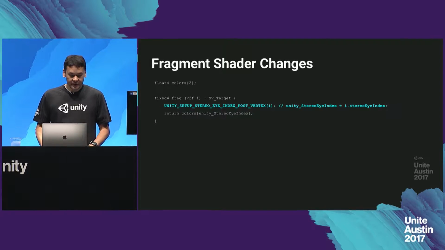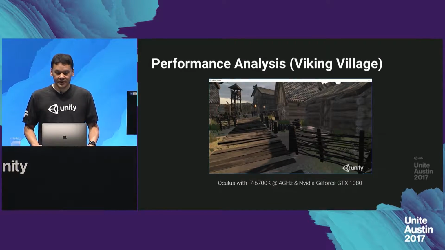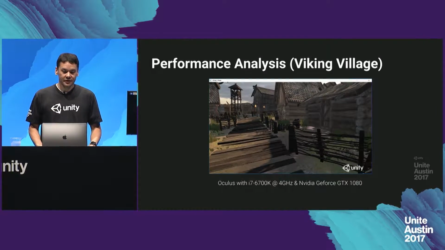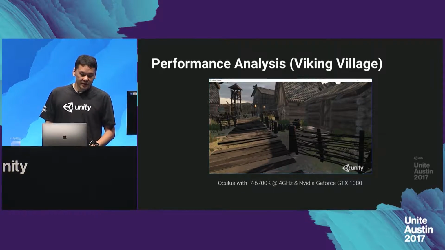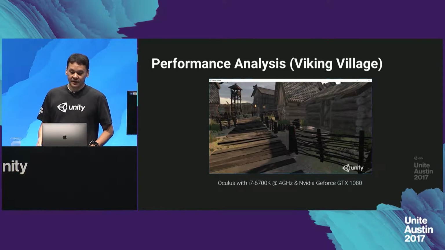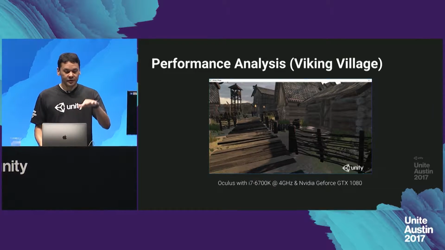Let's get into perf a little bit now. So the scene that we're going to use for perf is Viking Village. This is a deferred shading example, even though we prefer everyone to use forward shading. And you can see right here we're using an Oculus with an i7 6700 at 4 gigahertz and a GeForce GTX 1080. This is a really powerful machine, as you can see. And we got all these perf measurements using Oculus's built-in perf tools that they have.